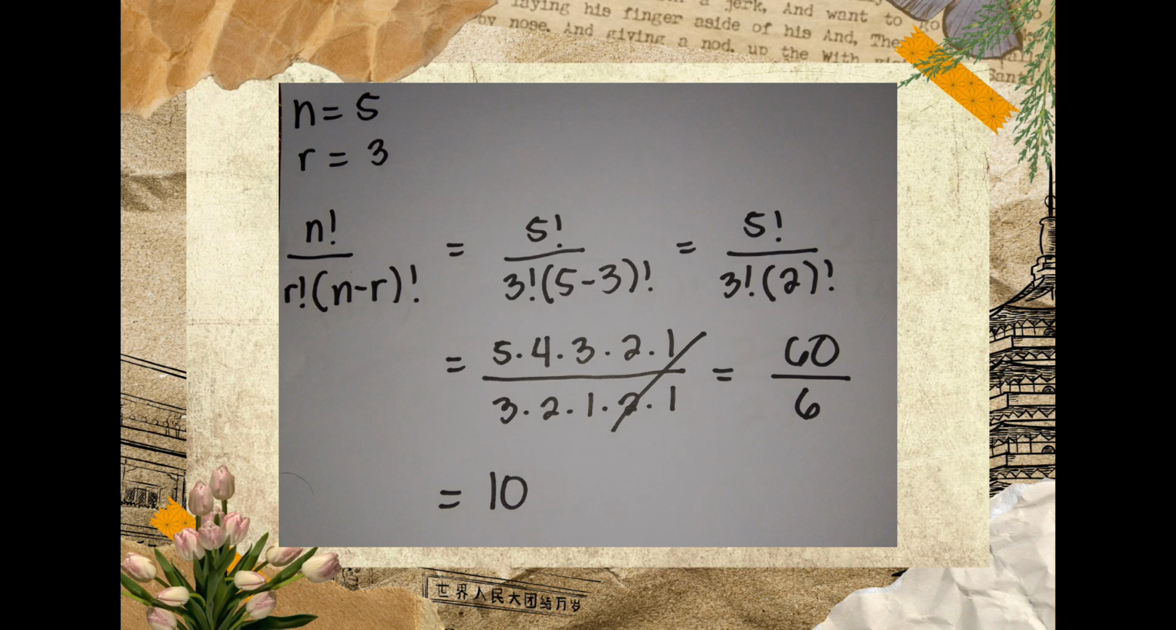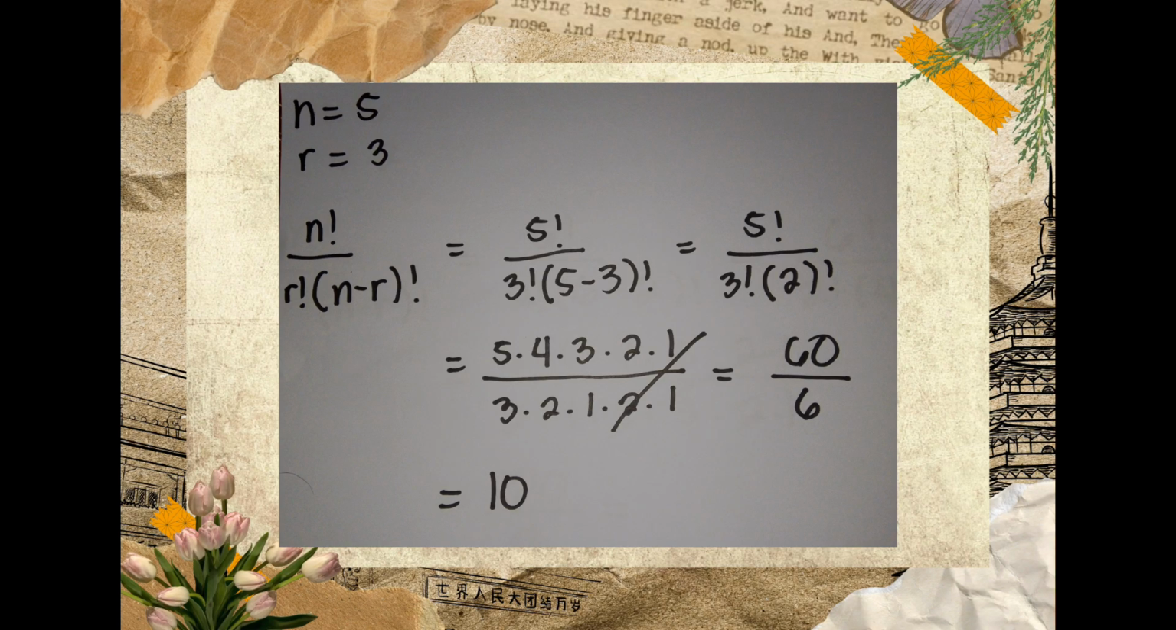The formula of combination is n factorial over r factorial times n minus r factorial, which is equal to 5 factorial over 3 factorial times 5 minus 3 factorial, which is equal to 5 factorial over 3 factorial times 2 factorial. 5 factorial is 5 times 4 times 3 times 2 times 1, over 3 factorial, which is 3 times 2 times 1, times 2 factorial, which is 2 times 1. Eliminate the 2 times 1 over 2 times 1 because they are the same.